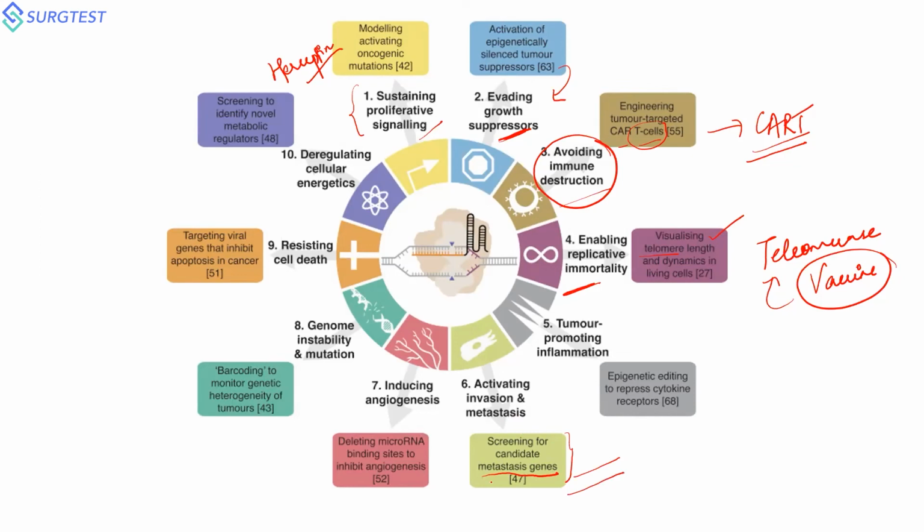Angiogenesis, I've talked enough about it. We've been talking about growth factors and growth factor receptors. Even now, there is new research going on for identifying microRNA levels and genetic changes that can be done to prevent or to inhibit your tumor angiogenesis.